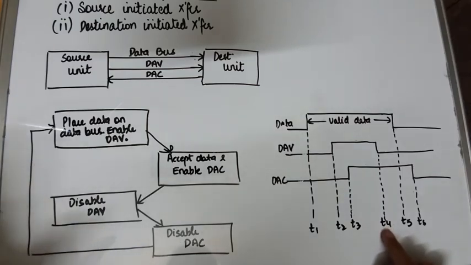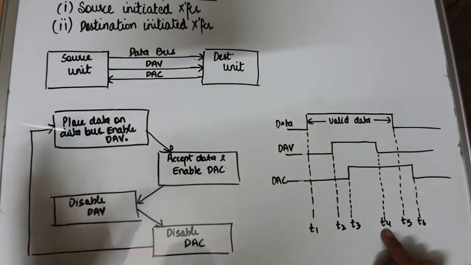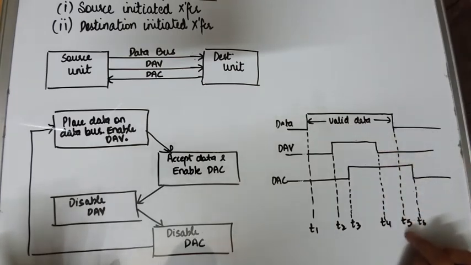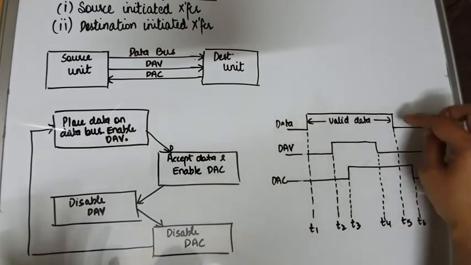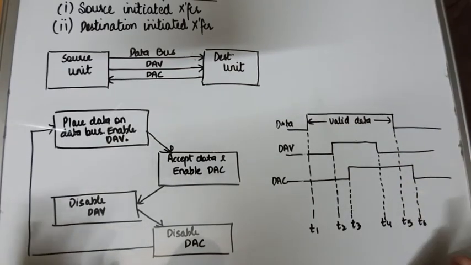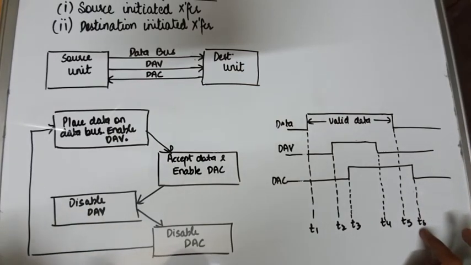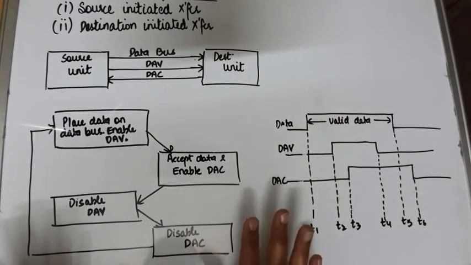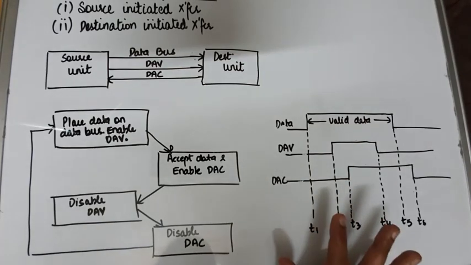The data transfer has taken place. Whatever data was sent from the source to the destination has been received by the destination. Now, after disabling the data available signal, the source will invalidate the data. T5 minus T4 is the data invalidation time, and at time T5 it invalidates the data. That is, after this there is no valid data available on the data bus. After some time, the destination unit disables the DAC signal, the data accepted signal. This is how source-initiated data transfer takes place in the handshaking method. Thank you.